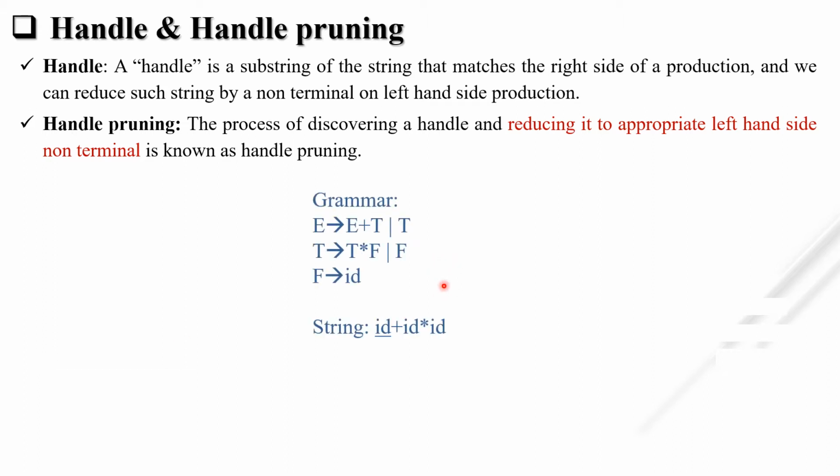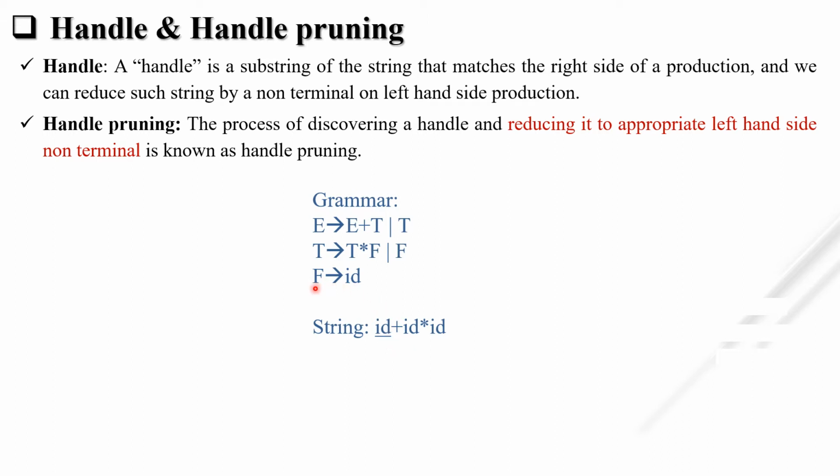Suppose this is a grammar and the string is id plus id into id. The process of discovering a handle: this is a handle. Why is this a handle? Because it can be replaced with the appropriate non-terminal. As per the definition, a handle is a substring of the string that matches the right hand side of a production, and we can reduce such a string by a non-terminal. Yes, we can reduce this id with this non-terminal, that is F. So this is a handle. But when we reduce this id with F, it is known as handle pruning.